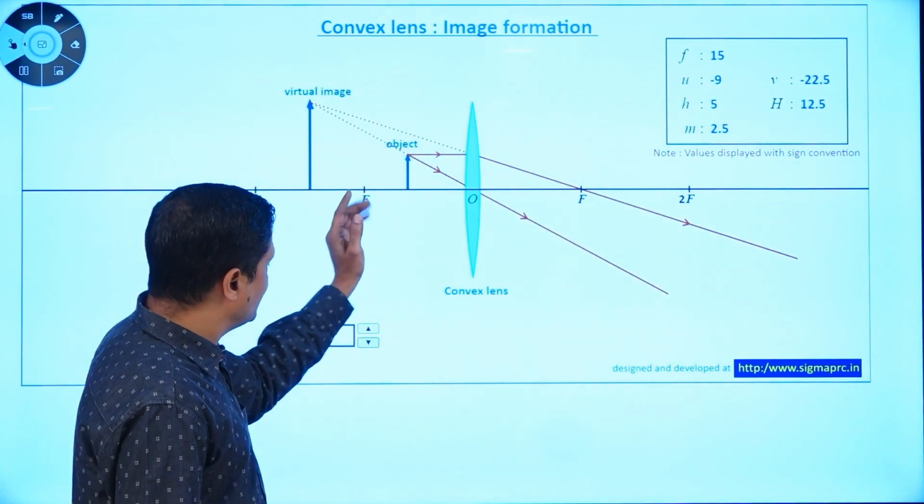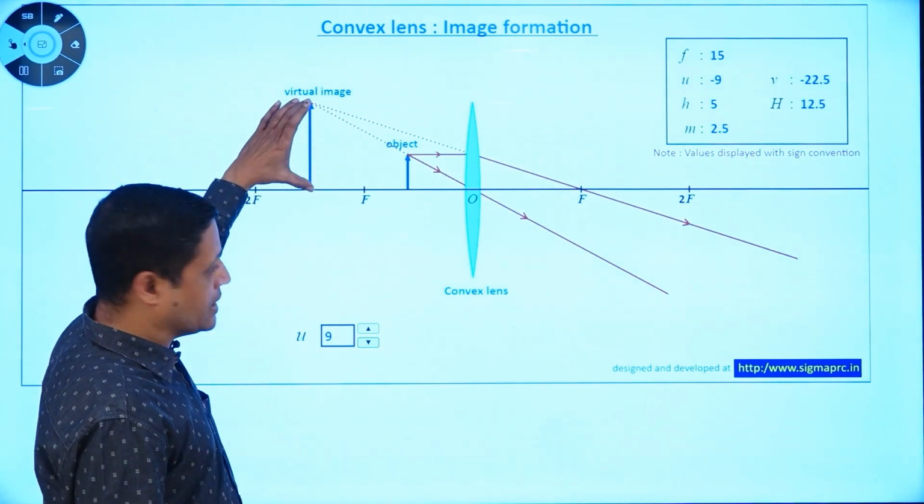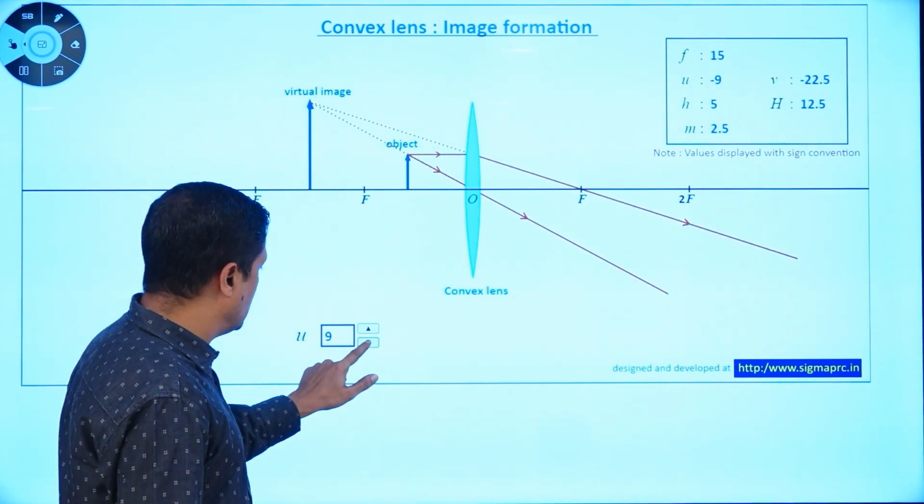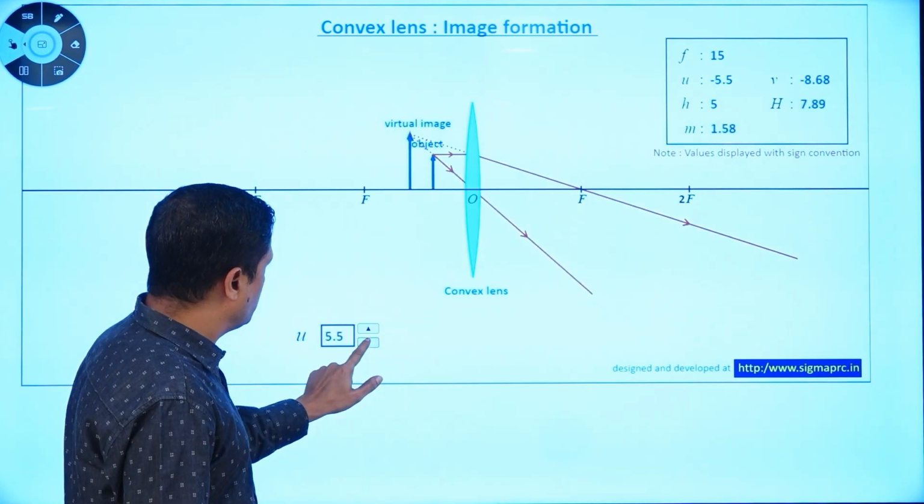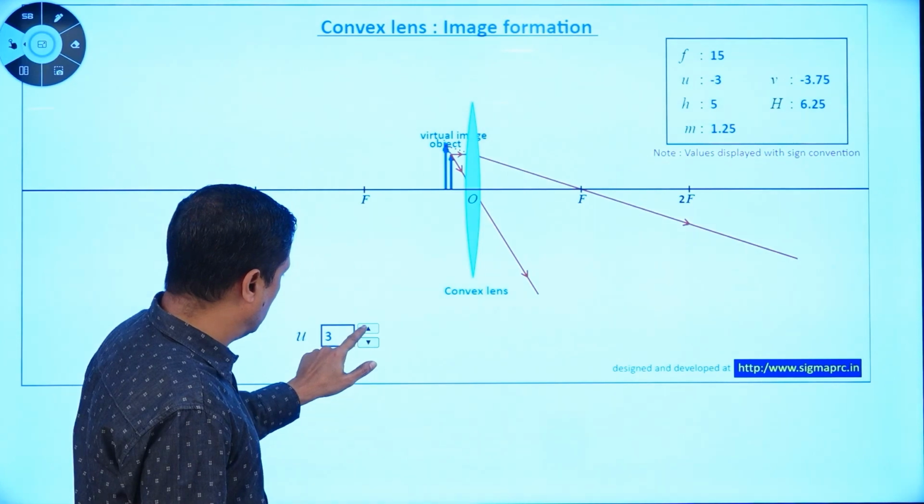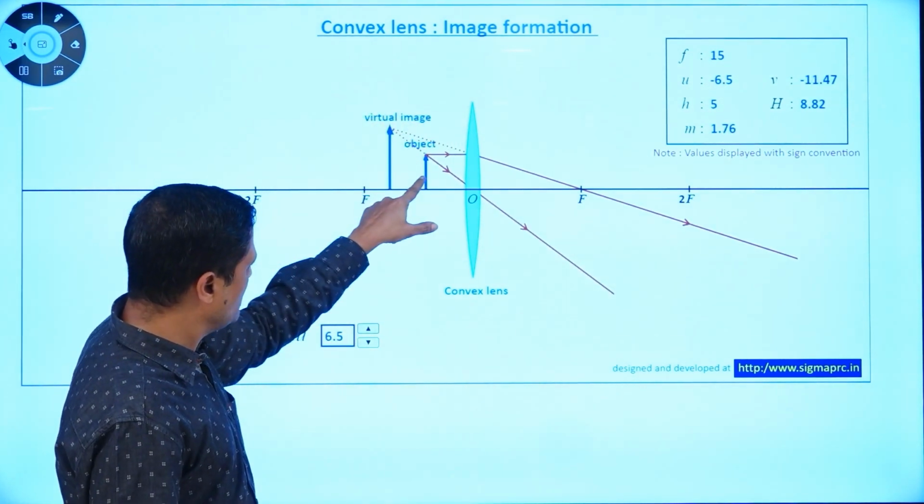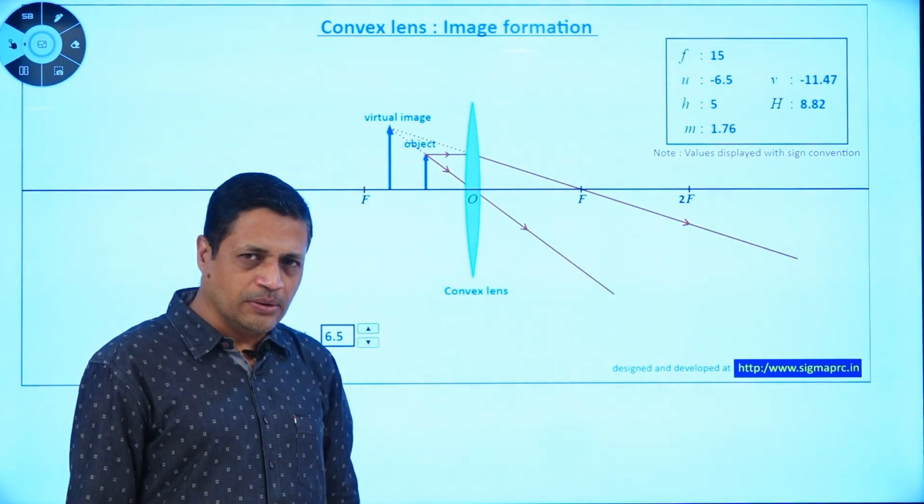So when the object distance is less than the focal length, a virtual, erect, enlarged image is formed by a convex lens. And even if I bring the object very close, the size of the image is always larger than the size of the object. Let me move it a bit further so that you can see them clearly. This is the size of the object, this is the size of the image.